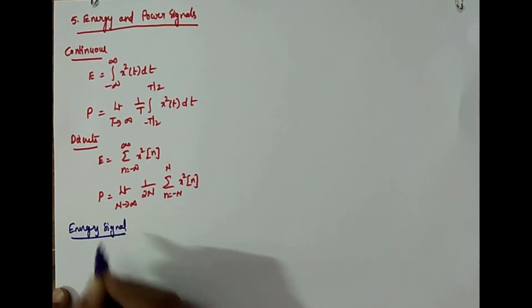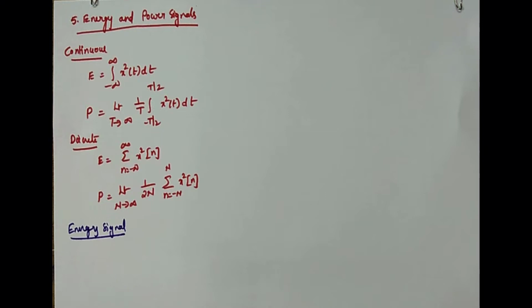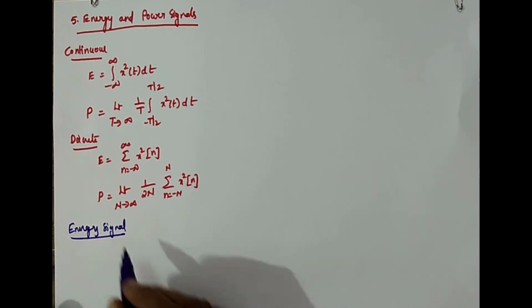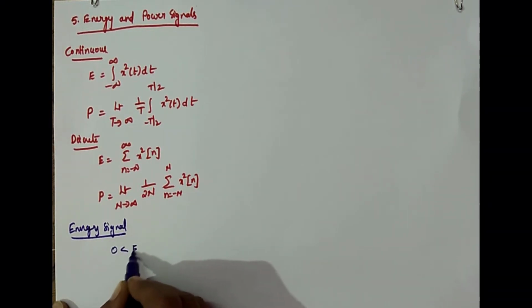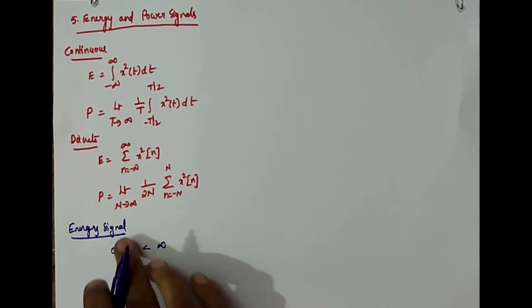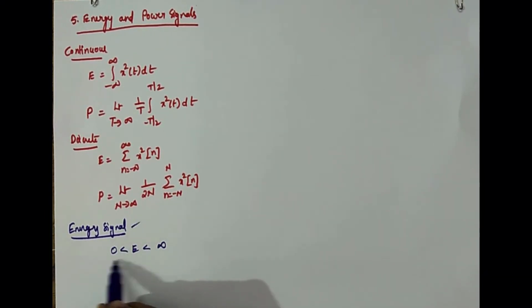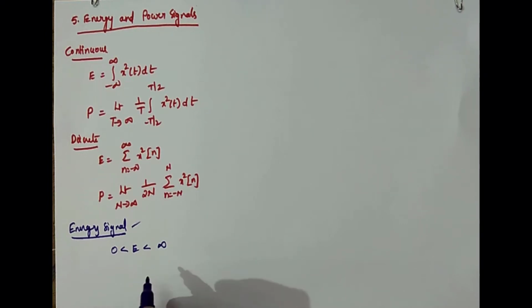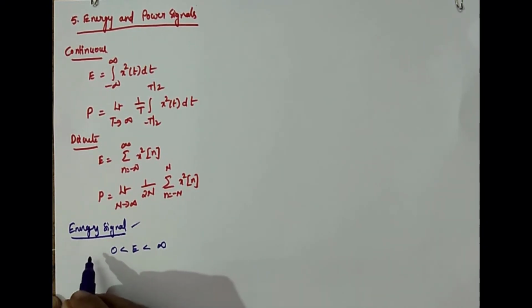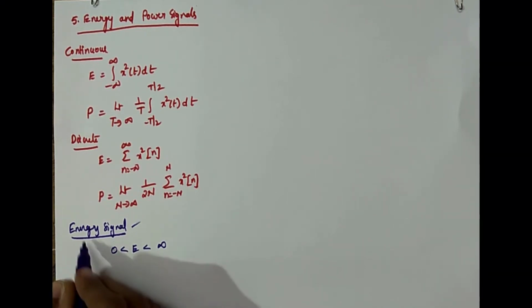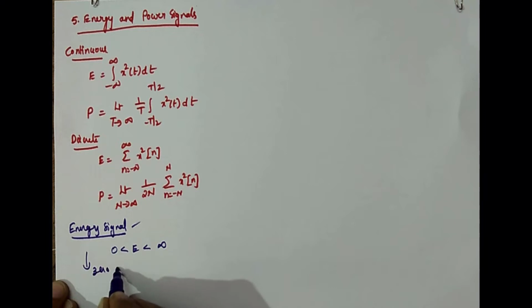Energy signal. A signal is referred to as an energy signal if and only if the total energy of the signal satisfies the condition 0 less than E less than infinity. A signal is said to be an energy signal if its total energy satisfies the condition 0 less than E less than infinity. So this type of signal is called an energy signal. Another important point is that an energy signal has zero average power. Please remember it.